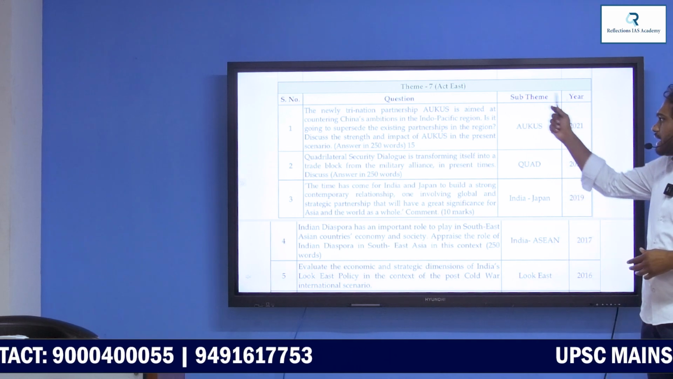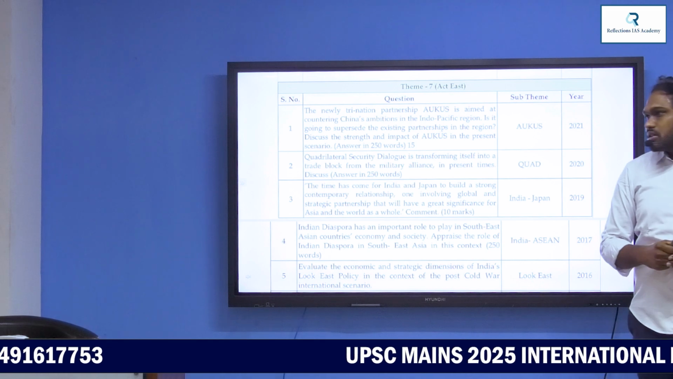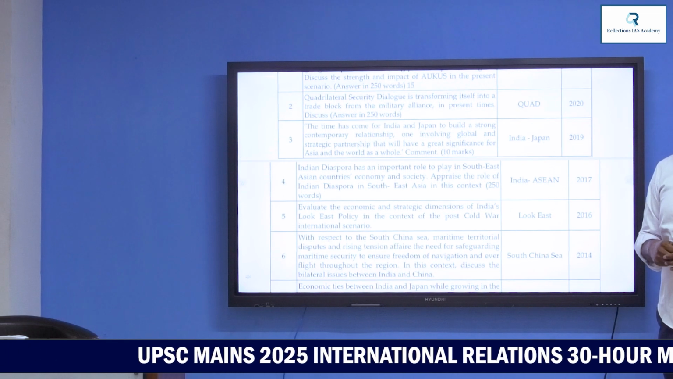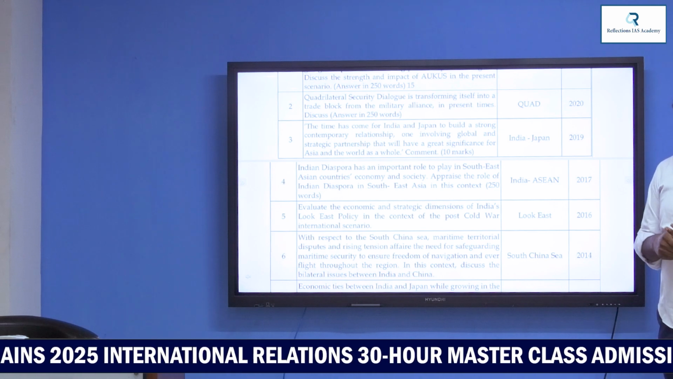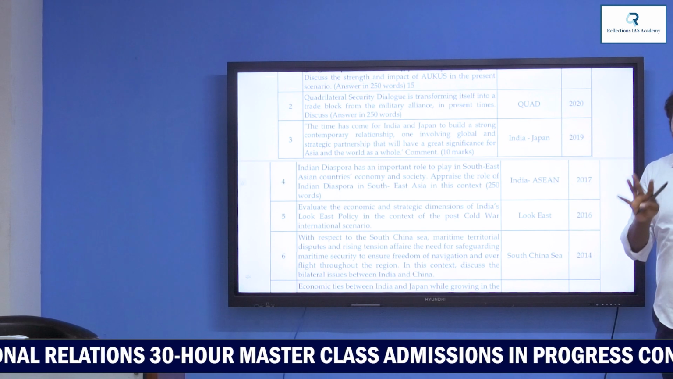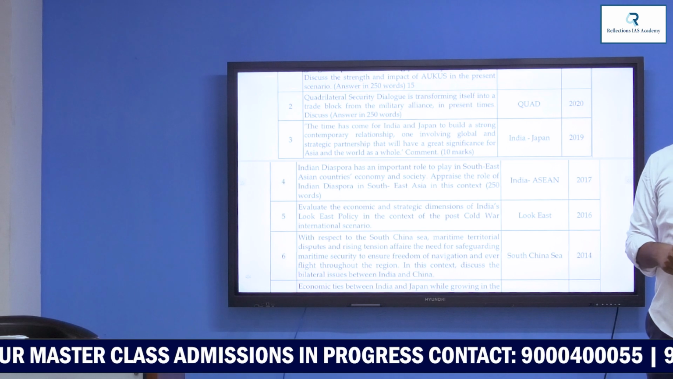It has formed one alliance called AUKUS. It is about the UK also, Australia, UK, USA. Then it has come up with Quad. What is Quad? Quadrilateral dialogue. It includes nations like India, Australia, USA, Japan. So 4 nations forming a quadrilateral. That is called quadrilateral dialogue.